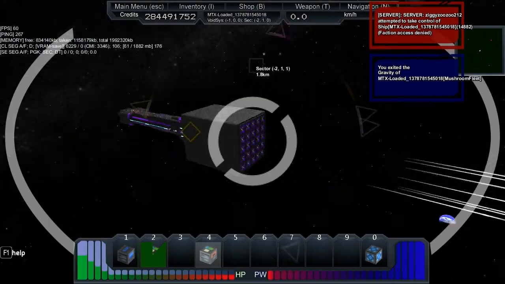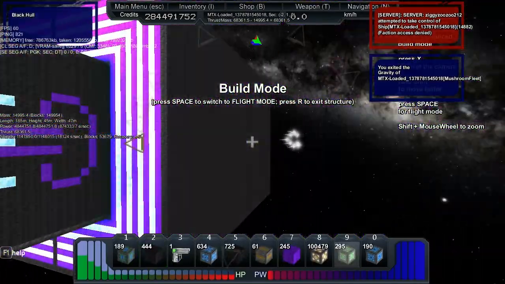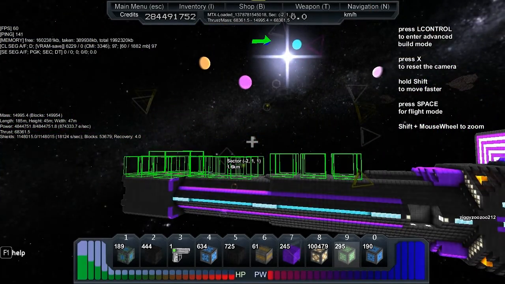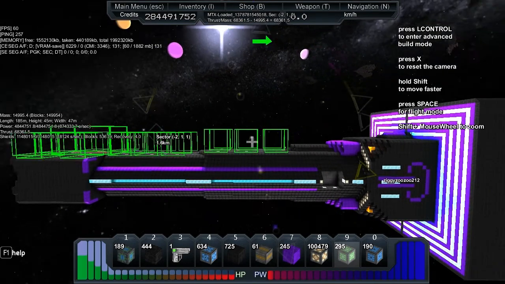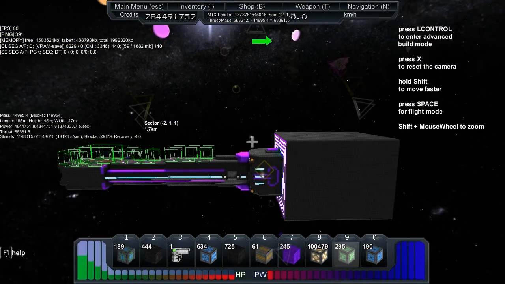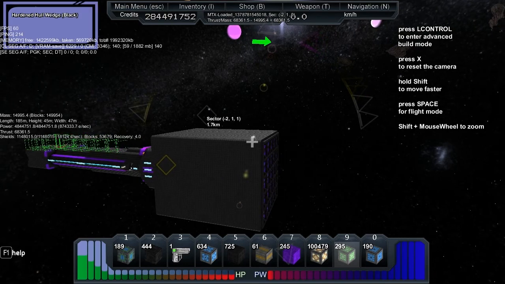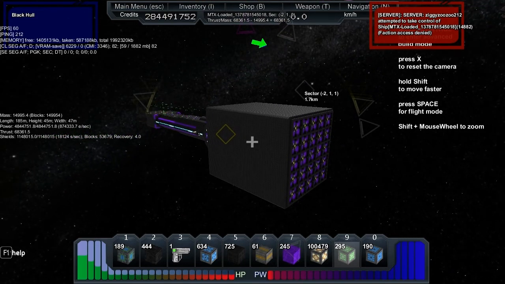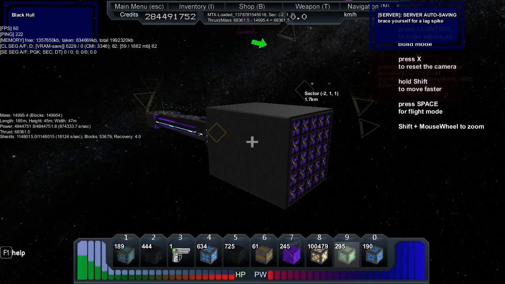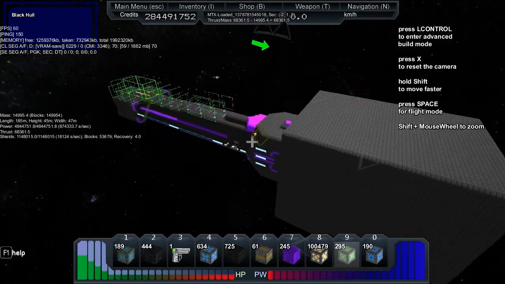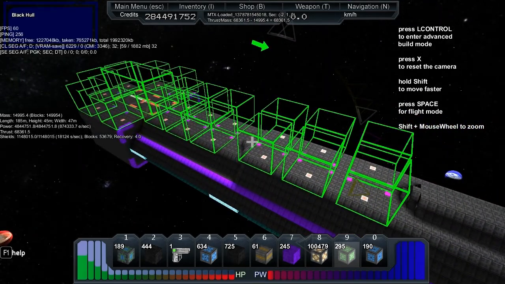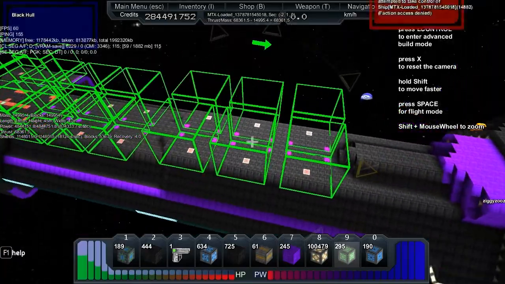So just to give you the statistics on it, the ship is 68,000 thrust, 15,000 mass, 185 long, 45 high, 47 wide. It's got 4.8 million power with an 874,000 energy per second recharge. The shields are 1.1 million and recharge is 18,000 per second on the shields. Recovery time 4.